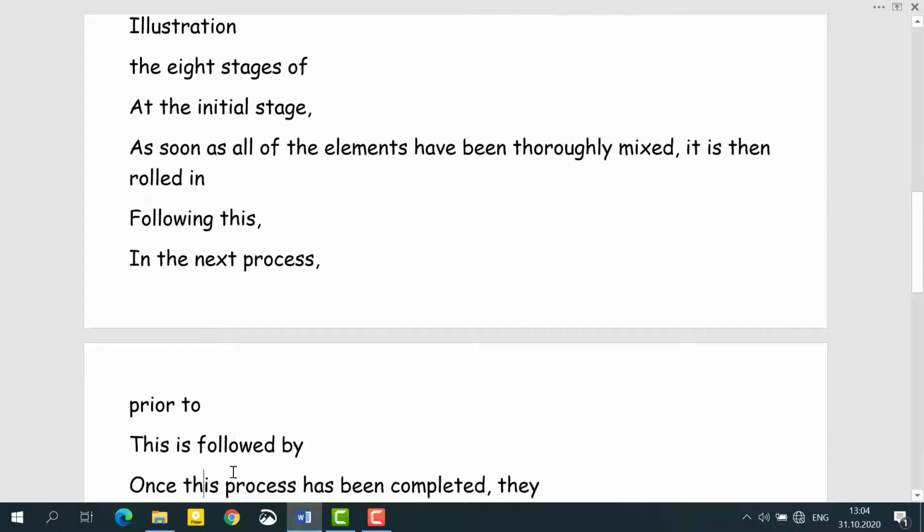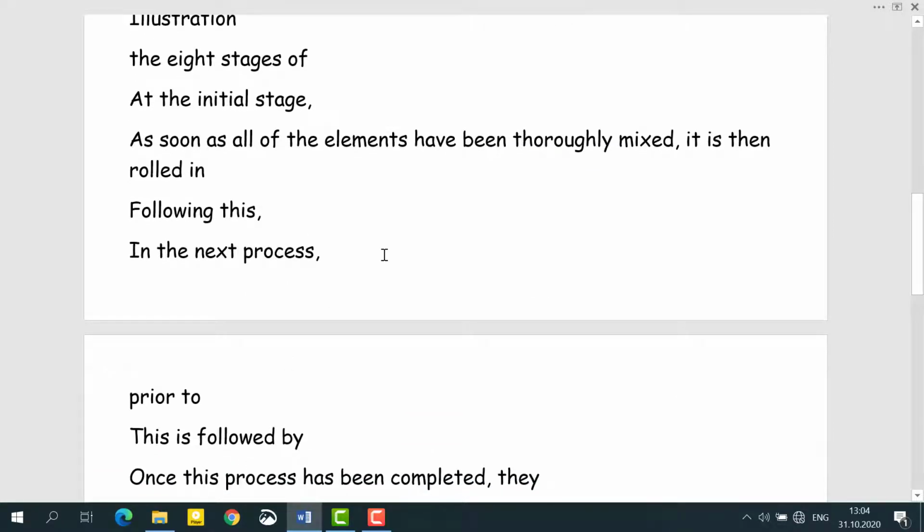Next, as soon as all of the elements have been thoroughly mixed, it is then rolled in. Use the phrase as soon as or once, which basically means when all of the elements have been thoroughly mixed. I'm using the present perfect and the passive voice here. It is then rolled in. So then here is referring to the next step of the process. Following this here means after this, but you don't want to write after this because it's less formal. You want to write following this.